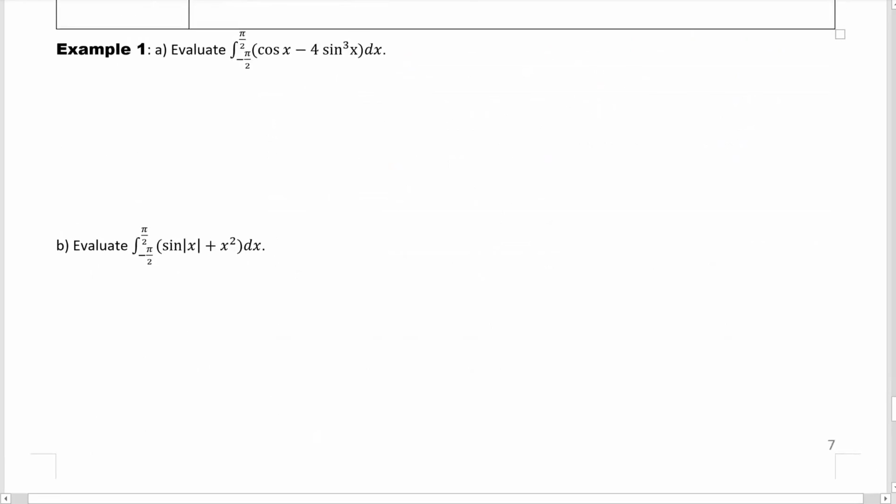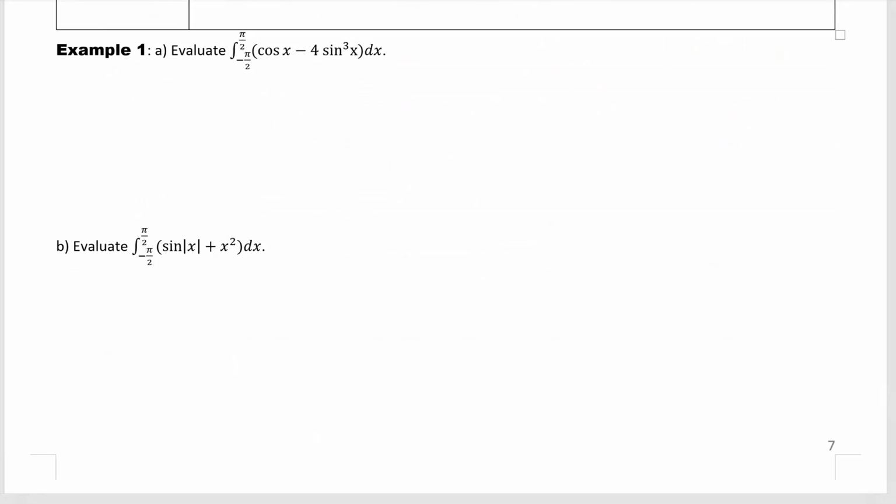Example 1: evaluate the integral from minus pi over 2 to pi over 2 of cosine x minus 4 sine x cubed. First of all, let's split the integral, because here we have cosine and sine cubed. So cosine is an even function and sine is an odd function. Okay, so how do we know a function is even or odd?